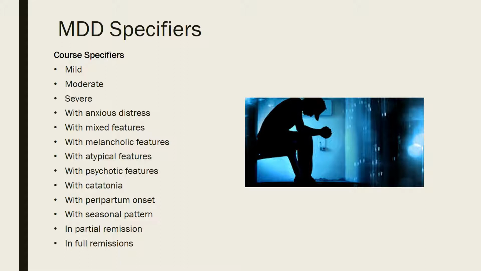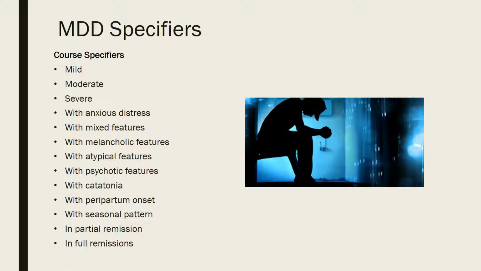And then with atypical features, so features happen during the majority of days. Mood reactivity, so something good happened and now I feel a little bit better. And then you need 2 or more: significant weight gain or increase in appetite, hypersomnia, leaden paralysis, so that means like this really heavy feeling in your arms or this really heavy feeling in your legs. Patterns of interpersonal rejection sensitivity that results in significant impairment in social or occupational functioning.